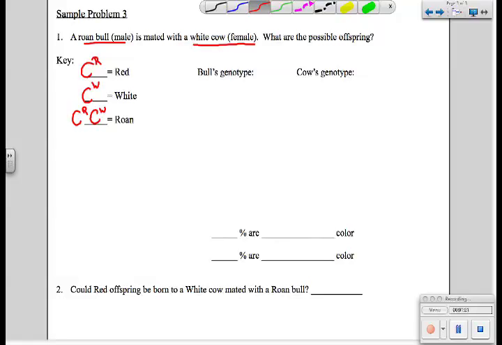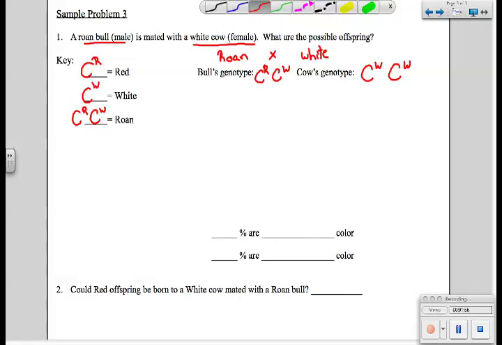Let's set up my problem. First thing, what are the phenotypes? I have a roan bull, and I have a white cow. What are now the genotypes of each? For roan, I have to have one copy of each of the two different dominant alleles. However, in order to be white, I must have both copies of the dominant white allele. There are my genotypes.